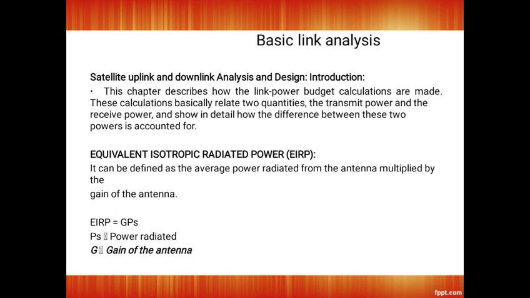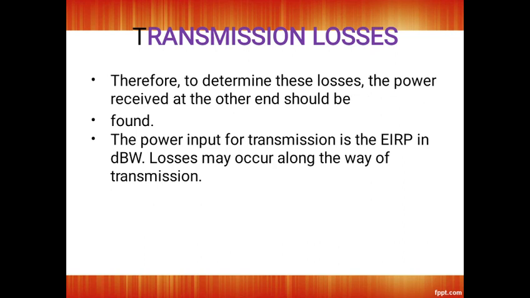Equivalent isotropic radiated power can be defined as the average power radiated from the antenna multiplied by the gain. Equivalent isotropic radiated power is equal to GP, where P is the power radiated and G is the gain of the antenna.